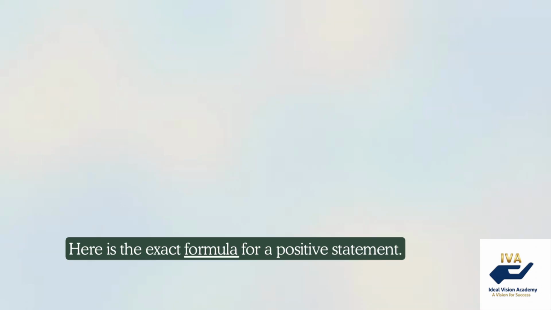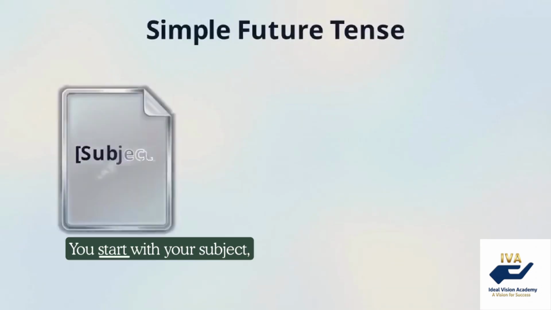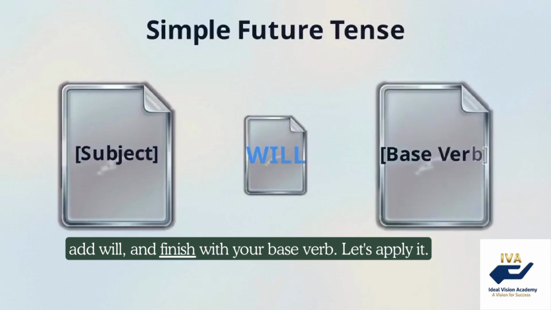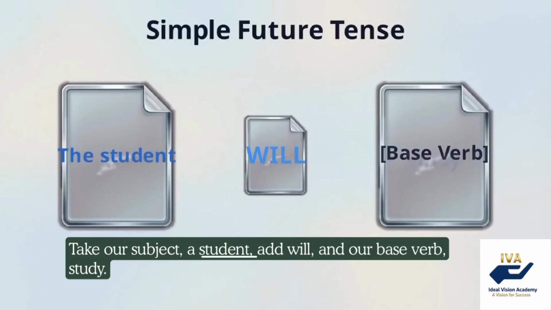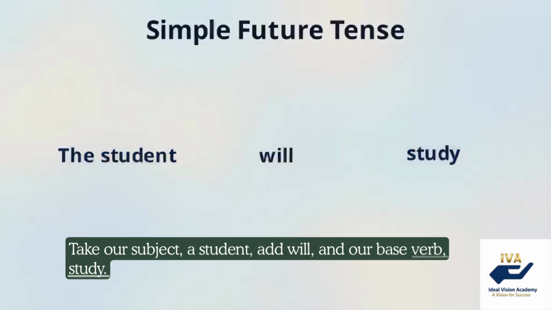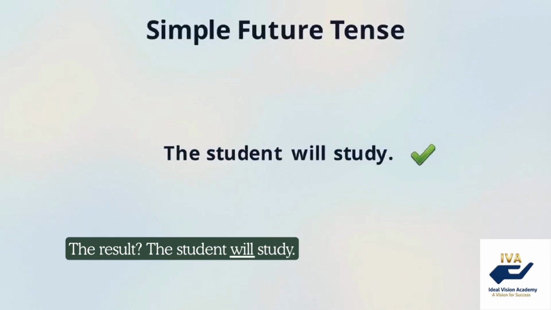Here is the exact formula for a positive statement. You start with your subject, add will, and finish with your base verb. Let's apply it. Take our subject, a student, add will, and our base verb, study. The result? The student will study.